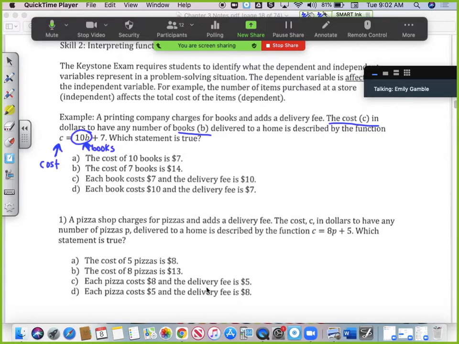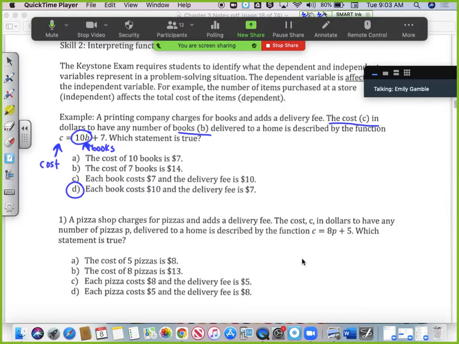If I buy 2 books, let's figure out what the price would be. I would put 2 in for B. I would multiply 10 times 2, it would be $20. How much does each book cost? $10. And then they add on this $7 fee, which is for delivery. So looking at A, B, C, and D, which one is true then? D. Yes. Each book costs $10 and the delivery fee is $7. I can tell that because the number being multiplied by B is 10, which shows me it's $10 per book, plus the $7 delivery fee.